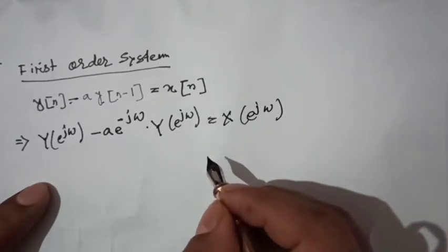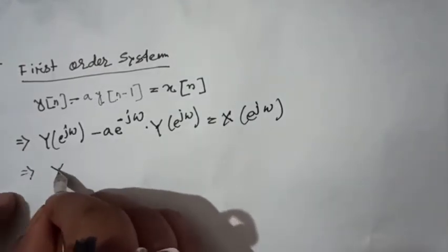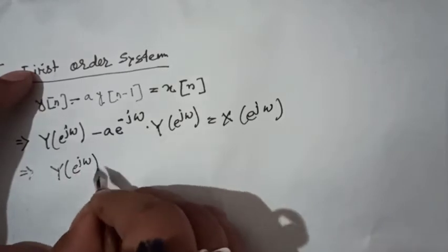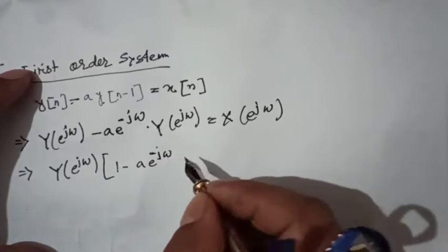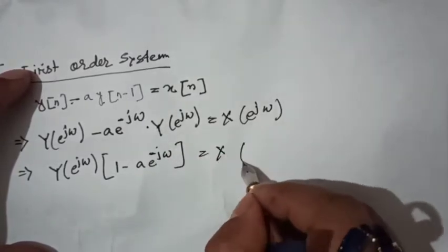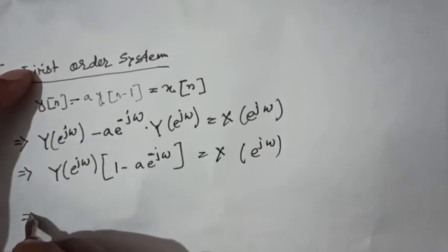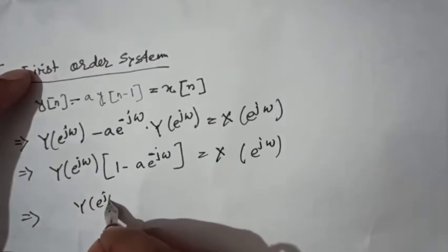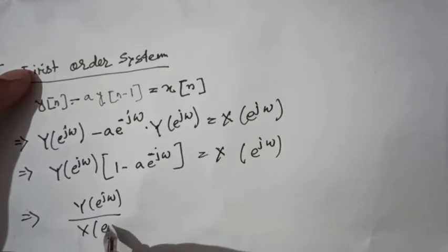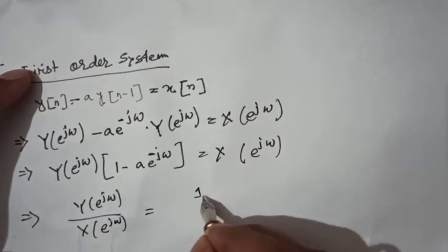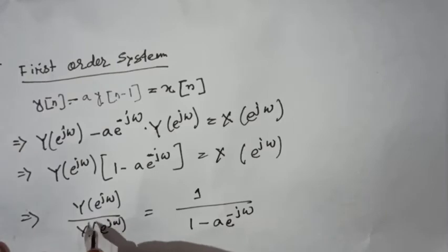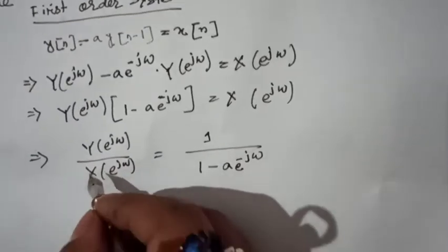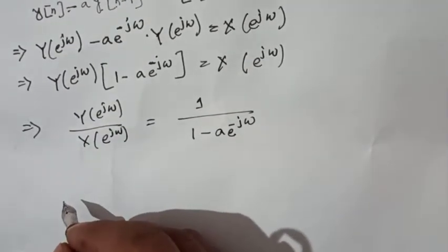Okay, then you make Y of e to the power j omega common, so then it will be 1 minus a e to the power minus j omega, is equal to X of e to the power j omega. So from this, Y of e to the power j omega divided by X of e to the power j omega is equal to 1 divided by 1 minus a e to the power minus j omega. So this is the DTFT of the output divided by the DTFT of the input, so it is nothing but the transfer function.